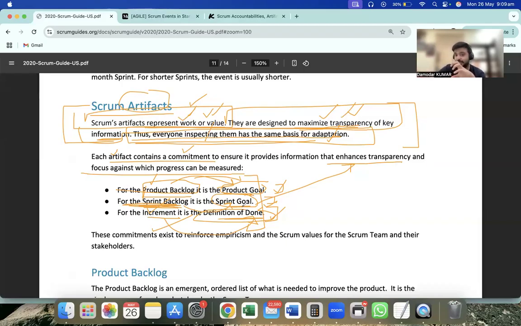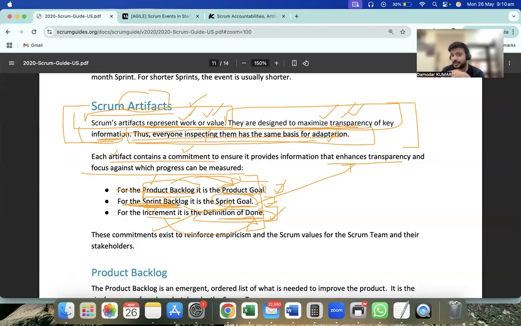Then the developers will be coming up with a plan to achieve that. And they should have the sprint goal. That's the three things that need to be done in the sprint planning. Otherwise, sprint planning cannot be completed. Okay. So for the sprint backlog.